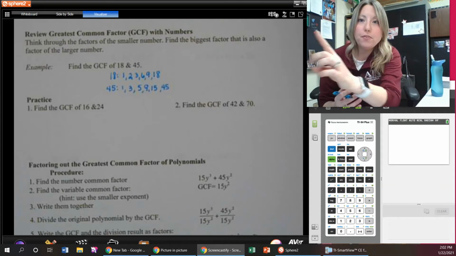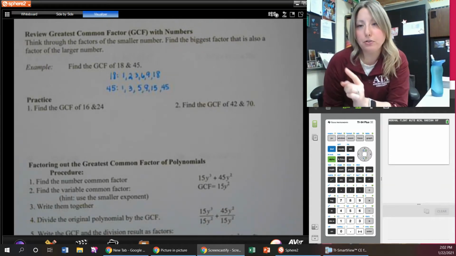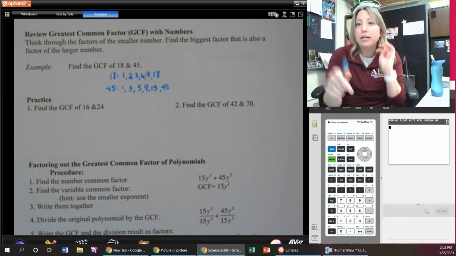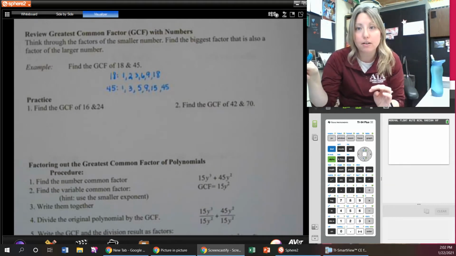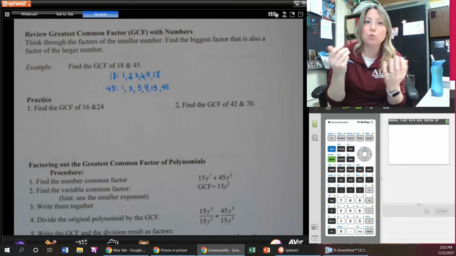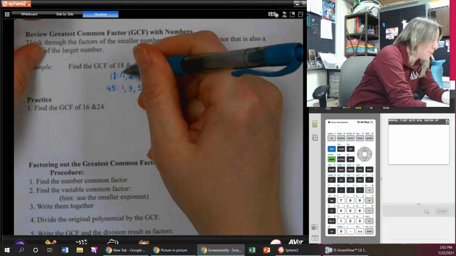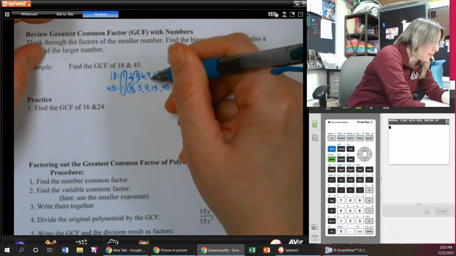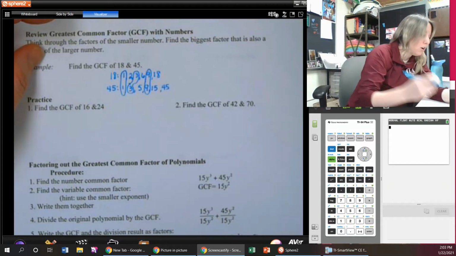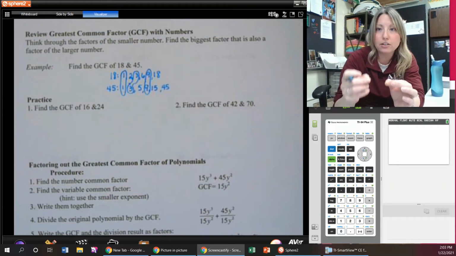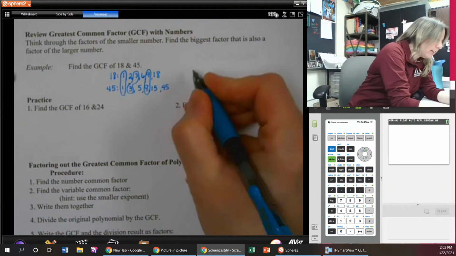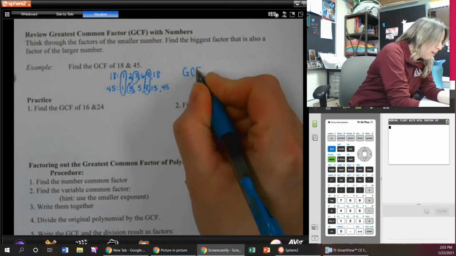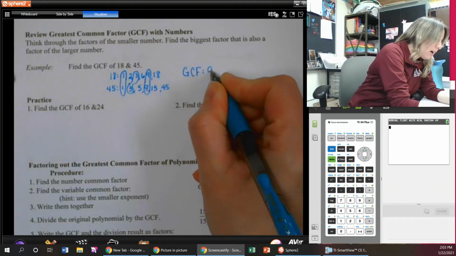Those are all your factors of 45. Now look at all the factors of 18 and all the factors of 45, and what is the biggest factor they have in common? That's the GCF. Notice they've got a couple of factors in common. They've got 1 in common, 3 in common, 9 in common. What's the biggest factor they share in common? 9. The GCF of 18 and 45 is 9.